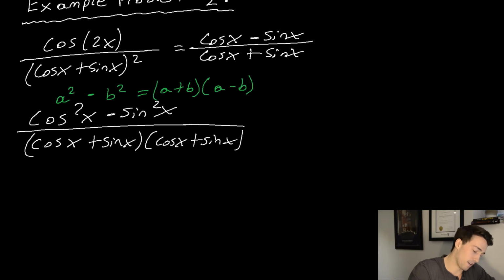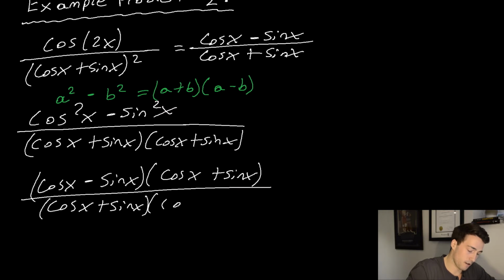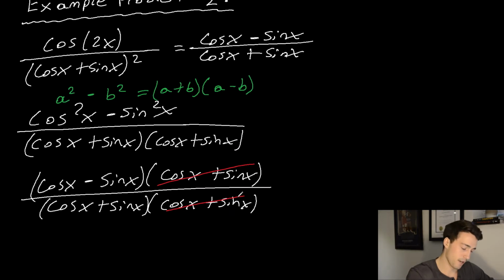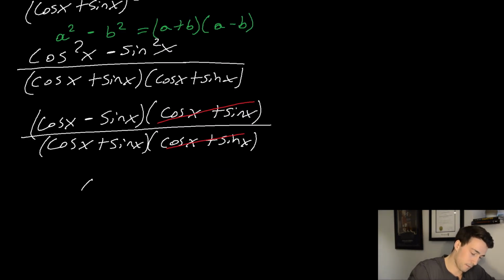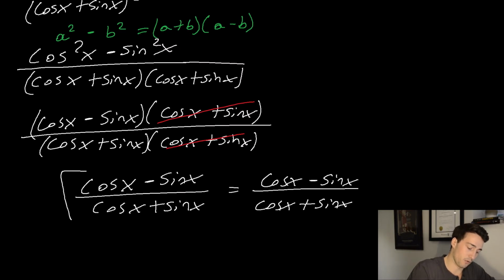So this numerator can be written as cos of x minus sine of x multiplied by cos of x plus sine of x. And the denominator will have cos of x plus sine of x multiplied by cos of x plus sine of x. Now here we can see that this will cancel with this because the numerator is the exact same as the denominator. And now we'll have cos of x minus sine of x over cos of x plus sine of x equals the other side, which is cos of x minus sine of x over cos of x plus sine of x. So we could say that the left side is equal to the right side.